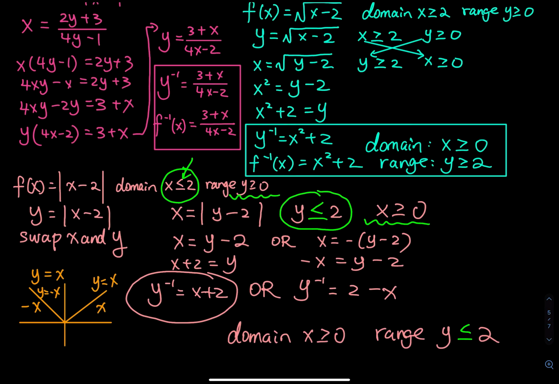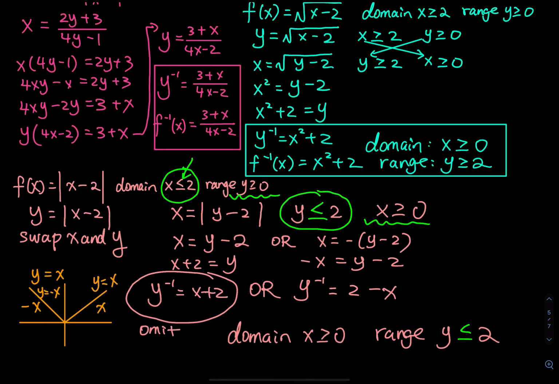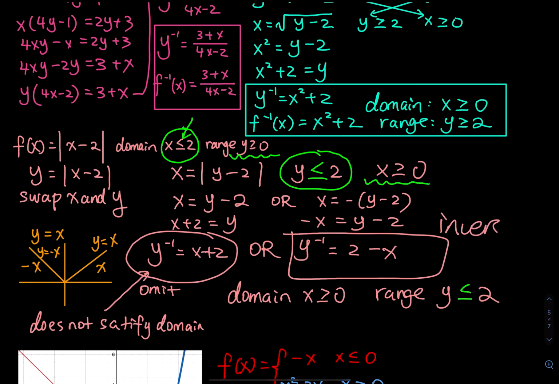So when you pick the first piece, when x is large, so let's say x equals 10, 10 plus 2, then that is not less than or equal to 2. So basically this one we have to omit. That does not satisfy the domain. Then this is the inverse function. Because with this one, when x is like 100, y is less than or equal to 2. So this is the one that we want. The first piece doesn't satisfy the domain.